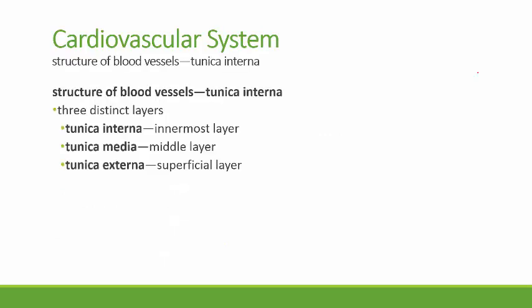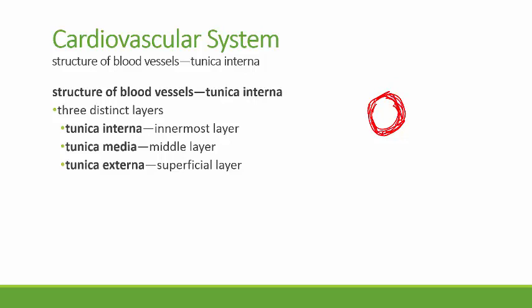Okay, so finally now we're ready to look at the structure of the blood vessels. Blood vessels come with 3 distinct layers, and the composition of these layers is very different from each other. So the innermost layer is referred to as the Tunica Interna. So here's the Tunica Interna.